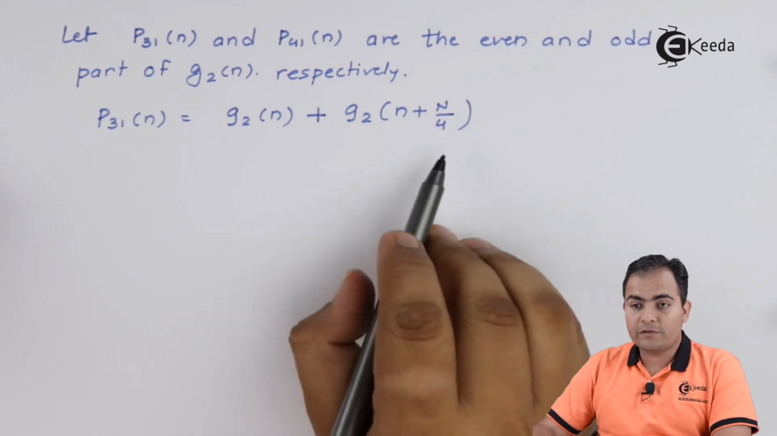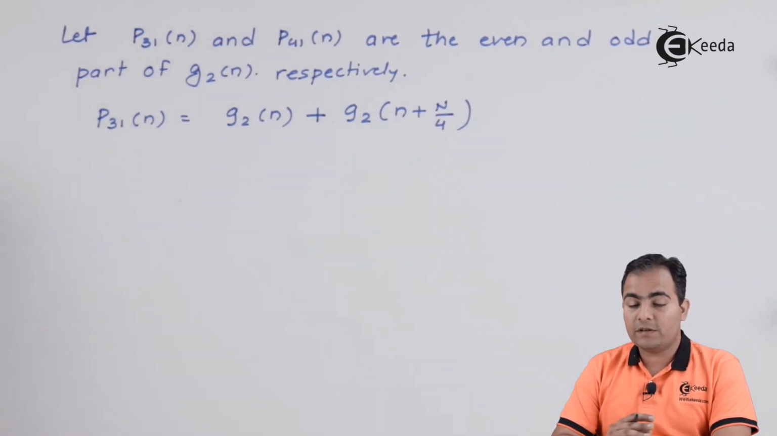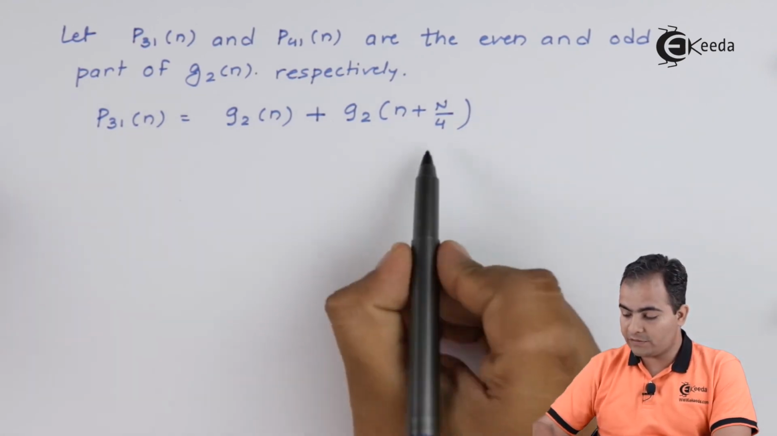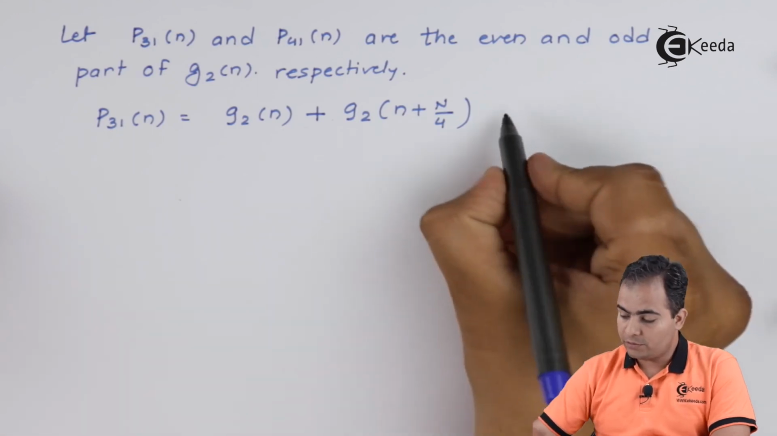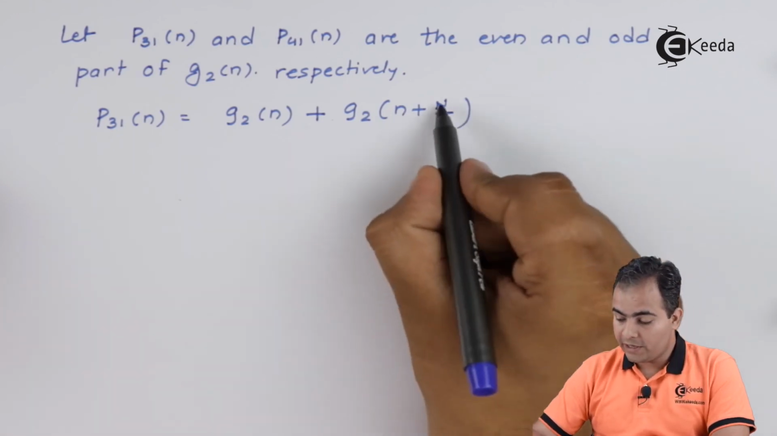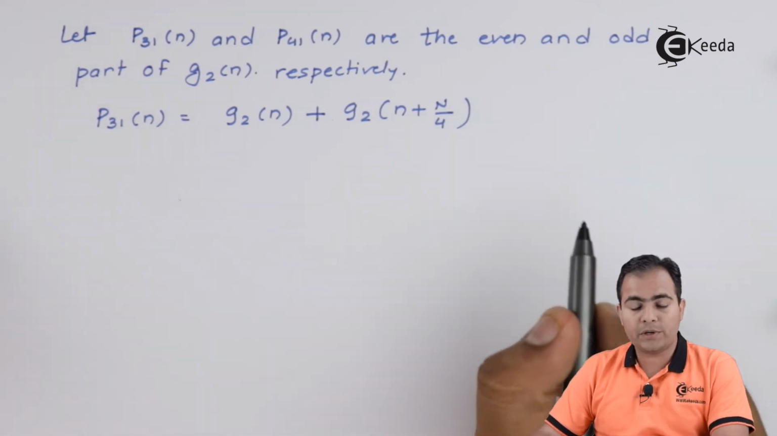Why have I written n by 4? Because we have divided the sample value twice. First of all, we have calculated G1 of n and G2 of n, so already we have calculated a half part. Now again we are going to divide G2 of n into 2 parts. That's why we have written n by 4. So if we calculate the n by 4 value for 8 points, then 8 by 4 becomes 2, which means you will get only 2 points, that is n equals 0 and n equals 1.